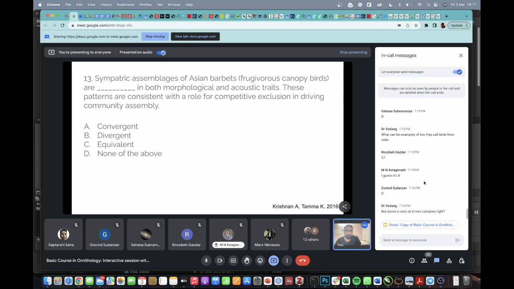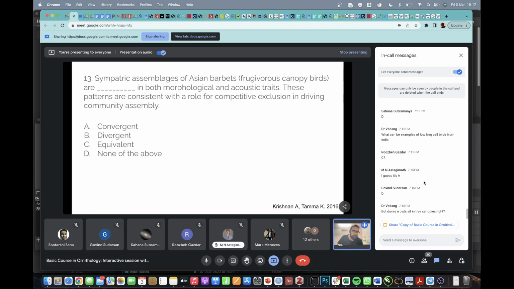If people have heard of competitive exclusion, it basically drives the community to be slightly different from each other, so that all of them can be accommodated in that space, be it acoustic space. Resource partitioning, right, sir? Resource partitioning, yes.